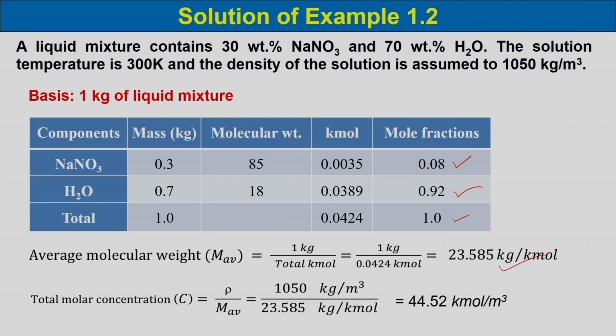The total molar concentration is rho by M average, where the density of the solution is given as 1050 kg per meter cube, divided by 23.585 kg per kmol. So, the total molar concentration comes out to be 44.52 kilomole per meter cube.